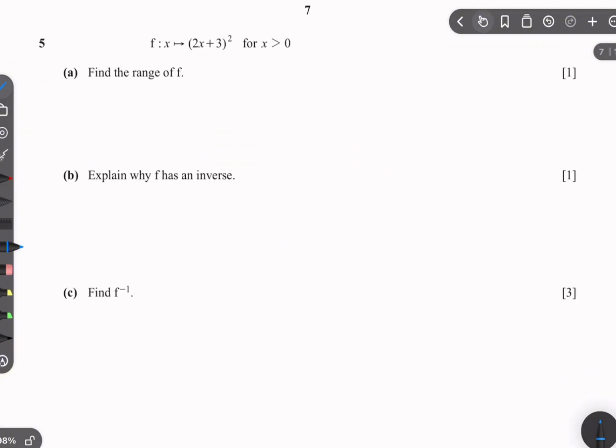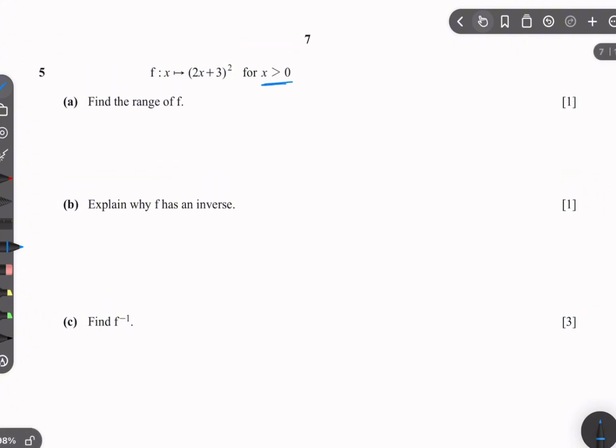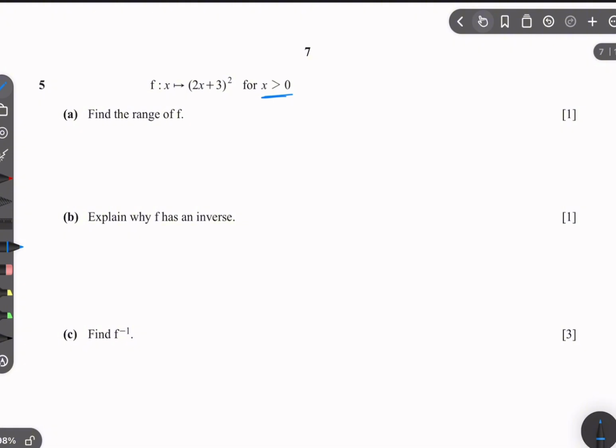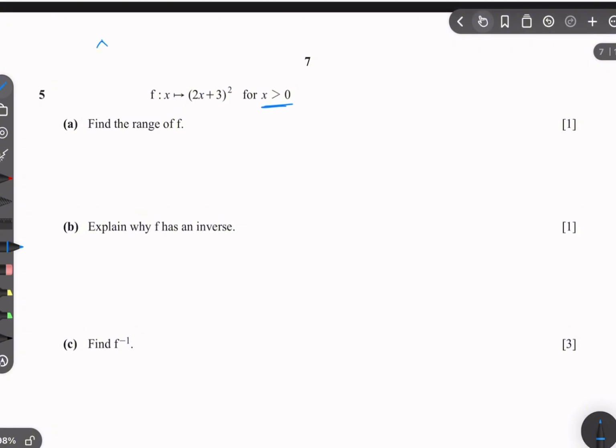Question 5. Find the range of f. And we are given the function for x larger than 0. Okay, so for this kind of question, it will be easier to do if we know how the graph looks like. So a normal x squared graph will look like this. And from the equation, we know that plus 3 means that the graph shifts to the left by 3. And if you're not sure why, I suggest looking into graph transformation for quadratics.